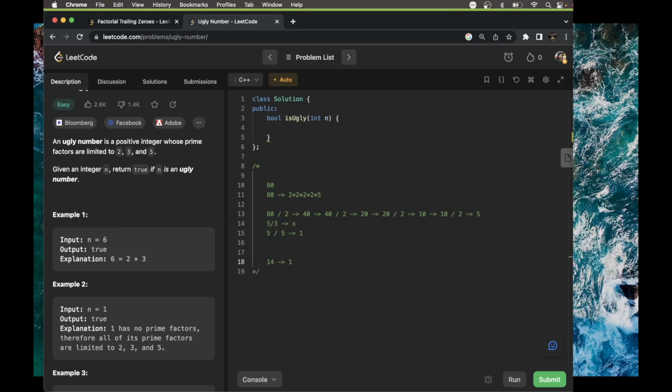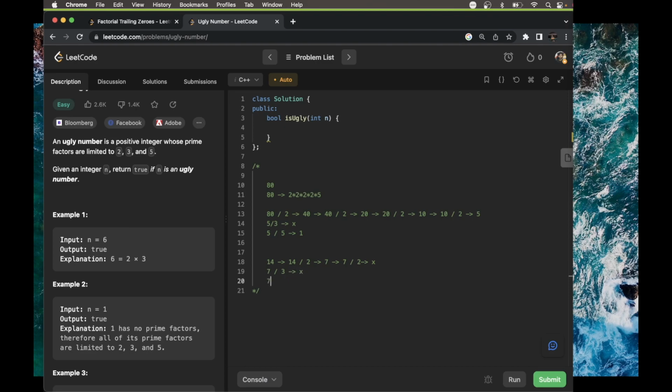Now for example, if you do something like 14, let's see. Try to divide 14 by 2. Can you divide 14 by 2? Yes, you get a 7. Try to divide 7 by 2. You won't be able to divide 7 by 2, right? So the number of factors of 2 is only 1, because there was only one occurrence of 2 that was able to divide the given number. Now try to divide 7 by 3. You cannot divide it.